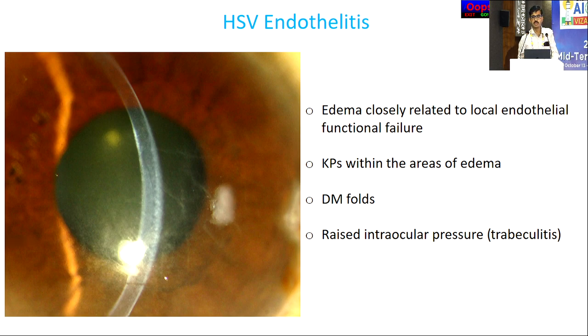In stromal keratitis, usually you will see infiltrate or cellular reaction, whereas in a case of HSV endothelitis, only edema, frank edema, will be there. So here in this picture, a focus of the endothelium is affected, and KPs will be there on the focus of endothelium, and overlying there will be stromal edema or DM folds. It can be associated with trabeculitis and can lead to increased IOP.